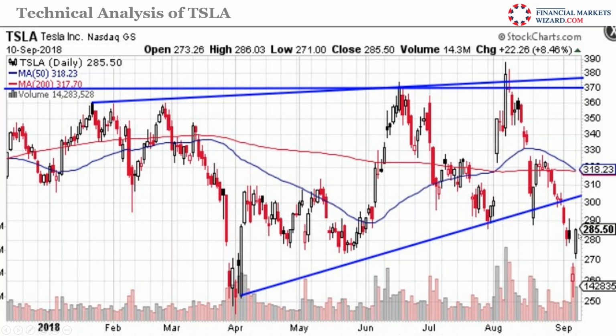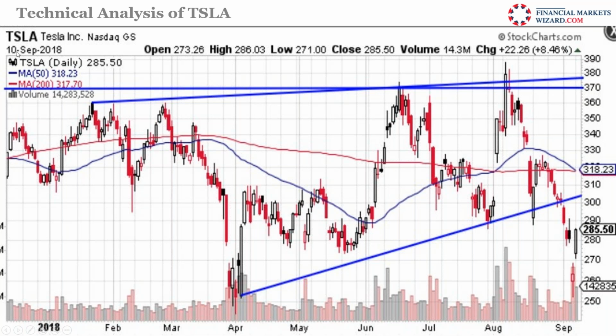So that's the first thing. Secondly, I know the resistance is right here at the 300 level, so it can just go here. So a 15-point move up, and then it can easily come down. So I need to be careful with Tesla. Tesla is all over the place. So it's just on my watch list.